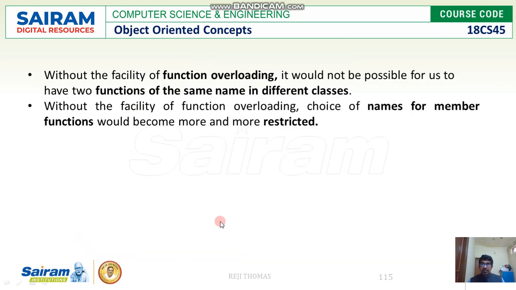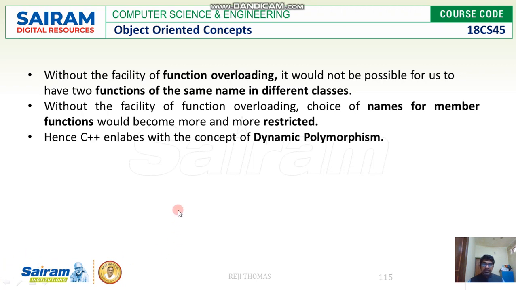Without function overloading, it is not possible for us to have two functions with the same name and different parameters, or to have the same function names in different classes. So this we call polymorphism. C++ enables the concept of polymorphism, which is nothing but function overloading.